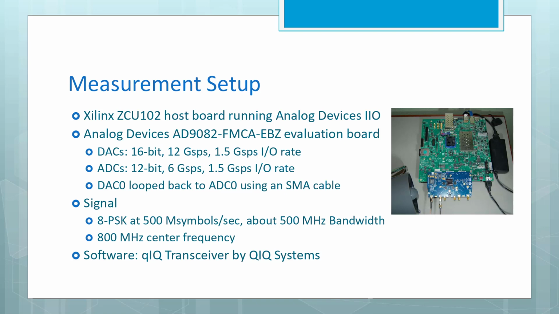The DAC 0 output is looped back to the ADC 0 input using an SMA cable. For a signal, we're going to use an 8PSK waveform at 500 megasymbols per second, which gives us about a 500 megahertz usable bandwidth. We'll center that at an 800 megahertz center frequency. For software, we'll be using Quick Transceiver by Quick Systems.